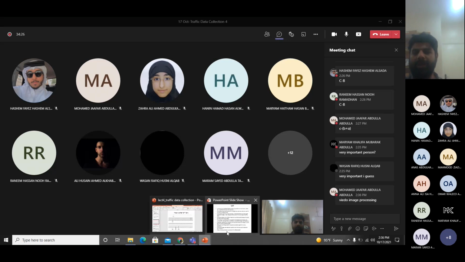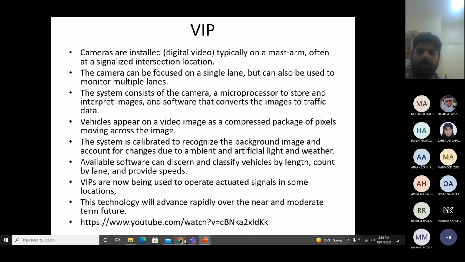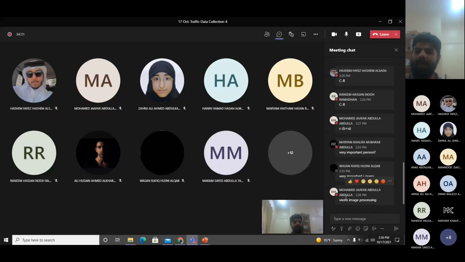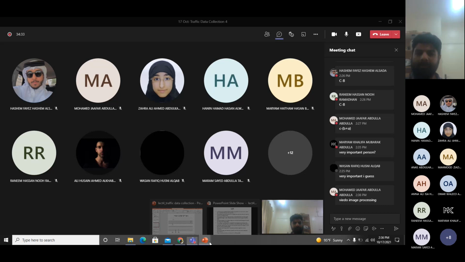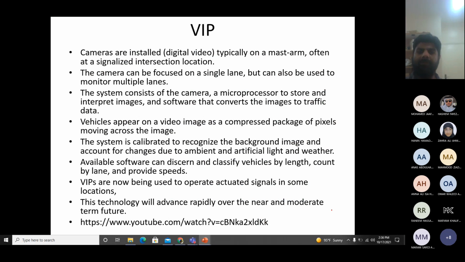Or Googling it or looking into the book? Anyways, well done. People who said very important person, they are also right. Jafar is also right because he is agreeing with me. Video image processing, VIP. Here it means video image processing.